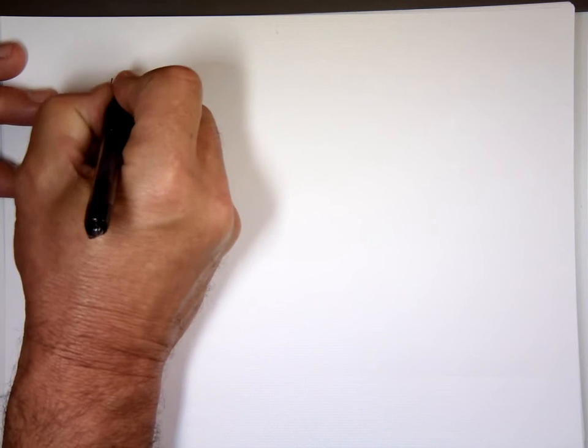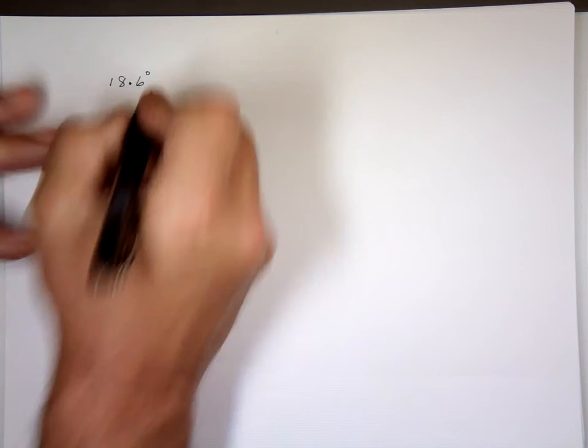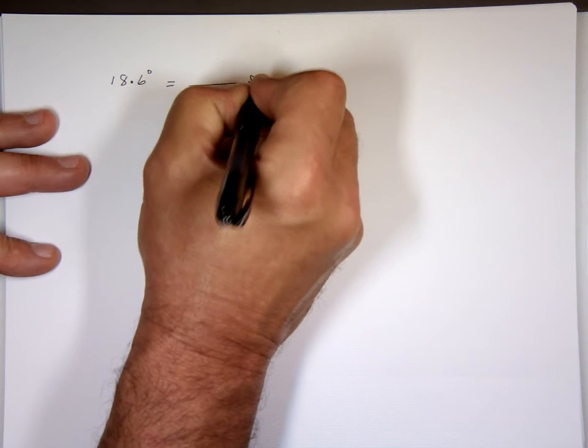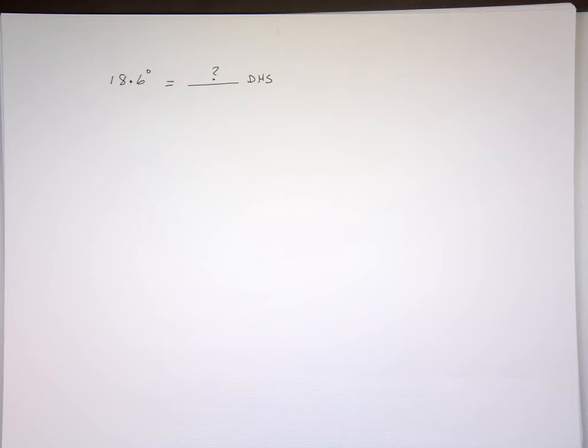A lot of times, especially if you're a machinist and you want to do fine measurement, you don't measure the angle in just degrees. You don't go, my angle is 18.6 degrees. They go, oh, that's not accurate enough. They use what we call DMS. What does DMS stand for? Anyone? Degrees, minutes, and seconds.